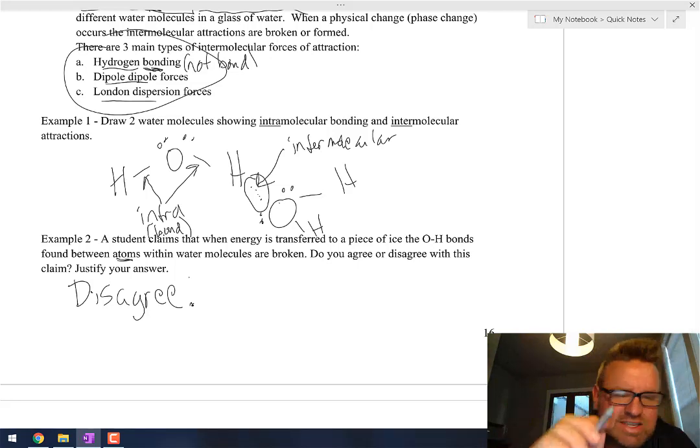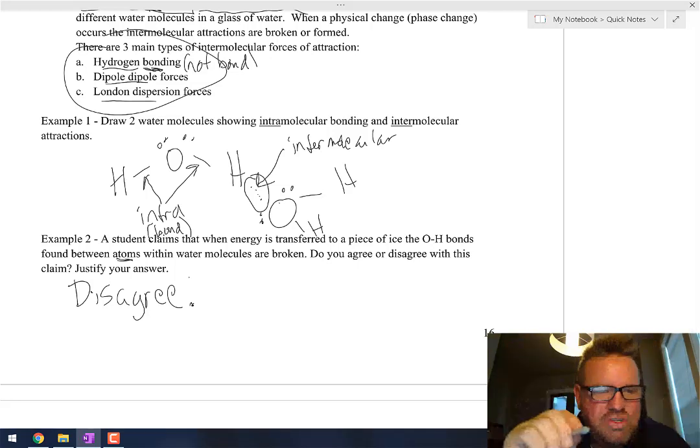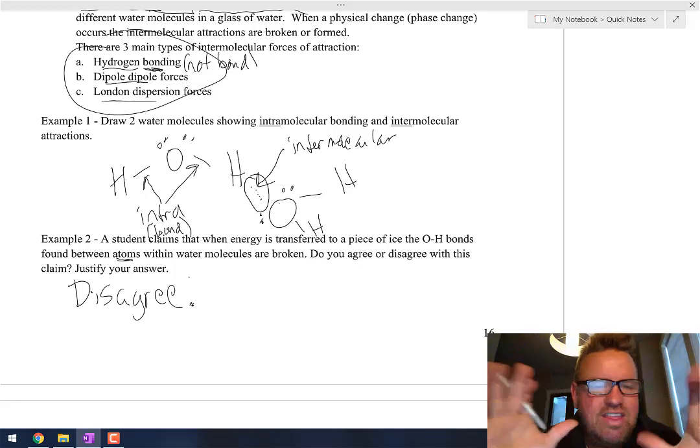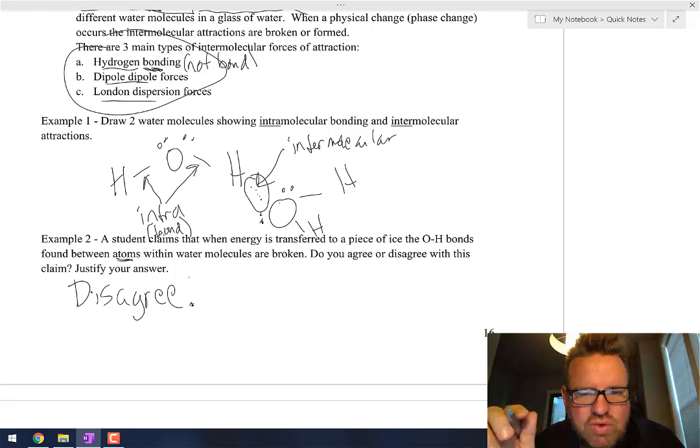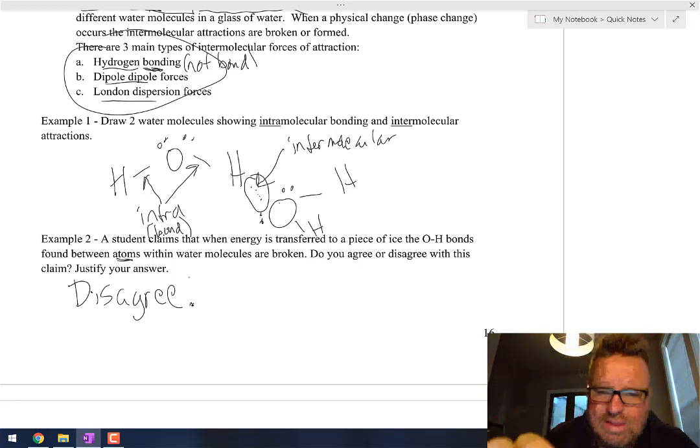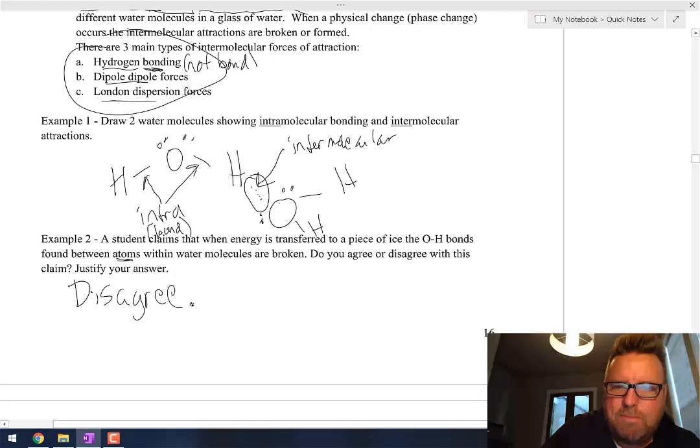So here's what's nice, guys. If you're grading the AP test and the person writes agree, you don't have to read anything else that they write. So make sure that you answer the question correctly. Is the energy that's transferred used to break the OH bonds? No, it's not. So I'm going to say disagree.